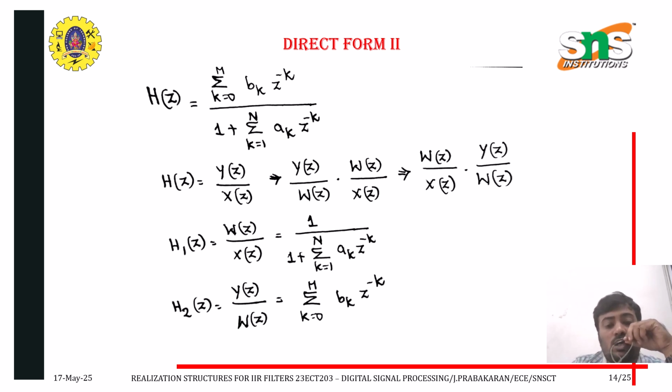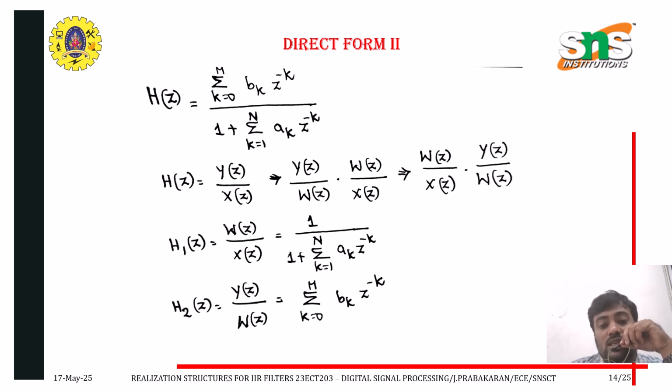In direct form 2, the transfer function H of z is nothing but the summation k equal to 0 to capital M of b suffix k z power minus k, divided by 1 plus the summation k equal to 1 to capital N of a suffix k z power minus k. Here we consider H of z equal to Y of z divided by X of z, which means output divided by input. We will assume Y of z divided by W of z into W of z divided by X of z.